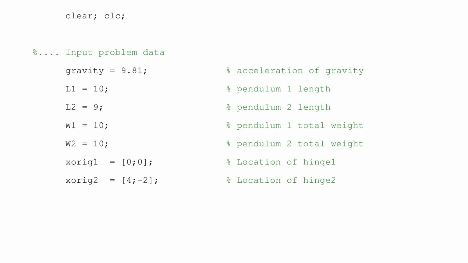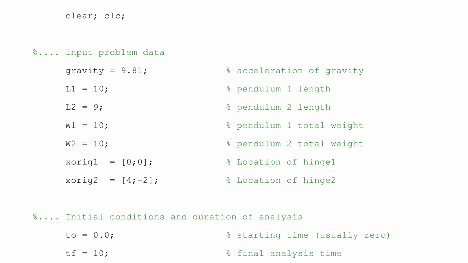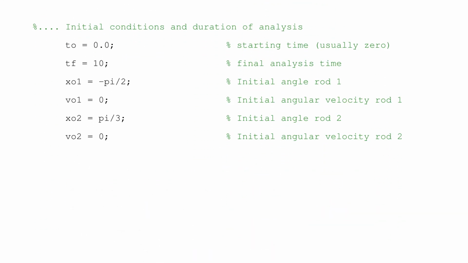Okay, let's go ahead and look at the template code that's given. So first off, we have our problem data. Notice that we now have 2 of everything for each of the pendulums. The pendulums will be completely independent of each other except for during the contact phase. We have initial conditions for both pendulums as well.